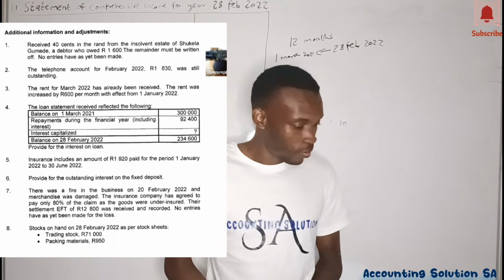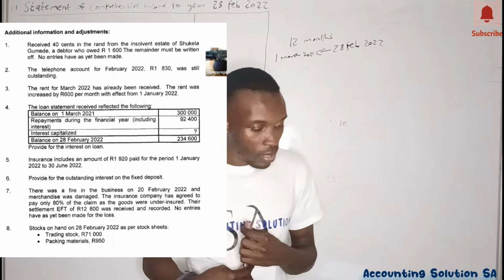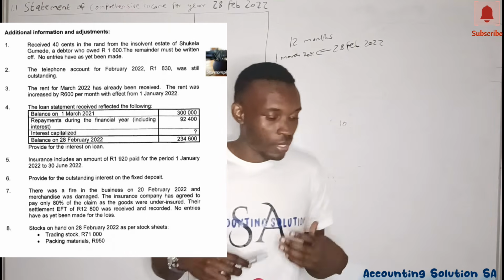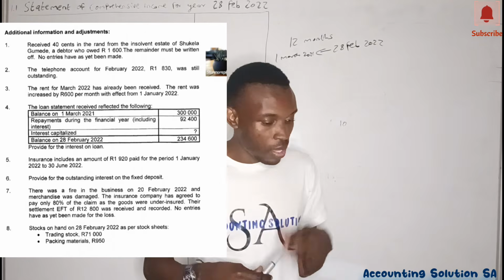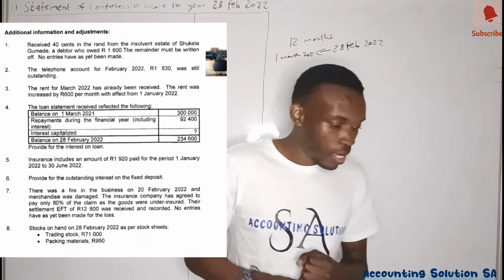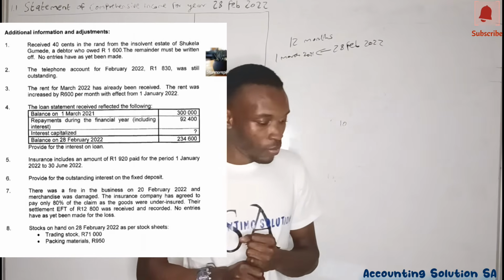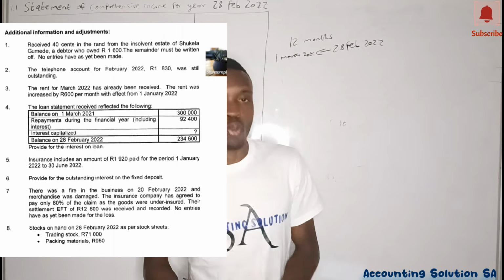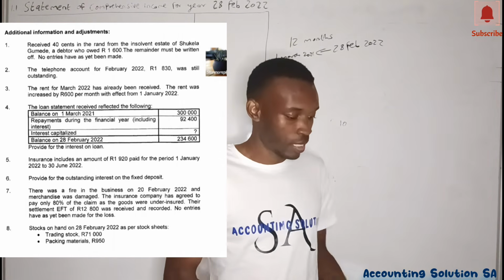Okay, then they said provide outstanding interest on fixed deposit, which means that we're just going to calculate interest using a percentage. Okay, then there was a fire in the business on 20 February 2022 and merchandise was damaged. The insurance company has agreed to pay only 8% of the claim as goods were underinsured. Their settlement, they paid an amount of 12,800, which was received and recorded. No entry has been made for the loss. We have to recognize that we have made a loss, which is an expense.